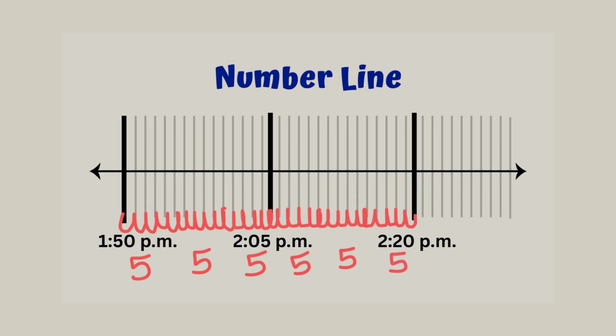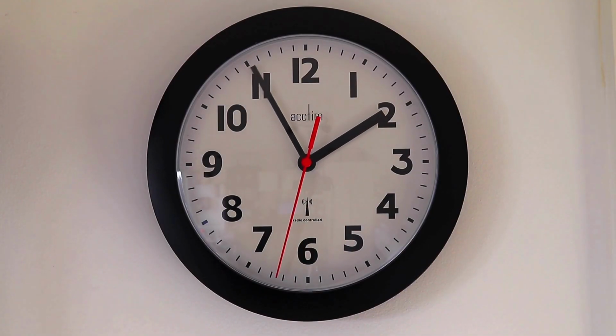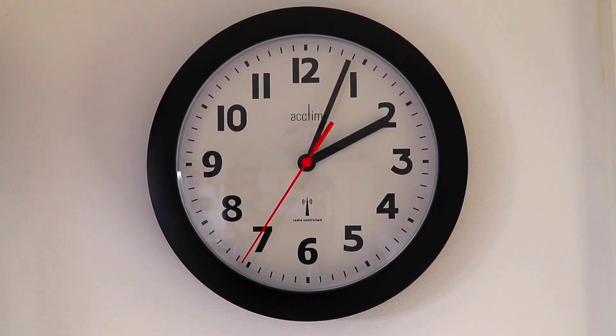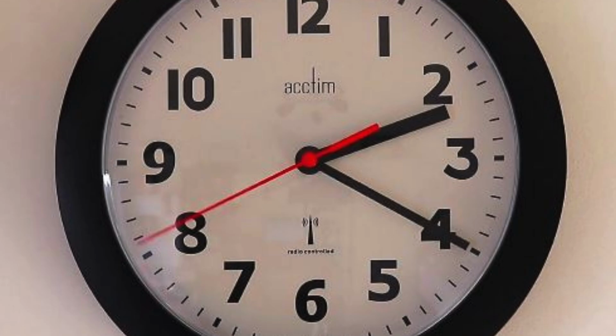Then we're going to add all our 5 minutes up. And since it's by fives, we can count by fives. So 5, 10, 15, 20, 25, 30. So we have 30 minutes. So that means you ran for 30 minutes.